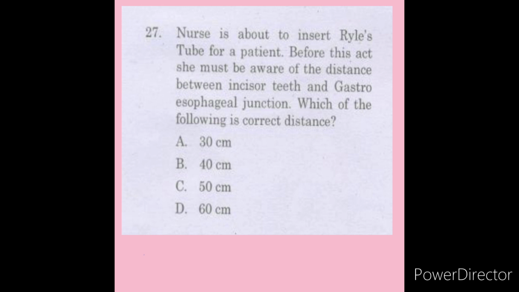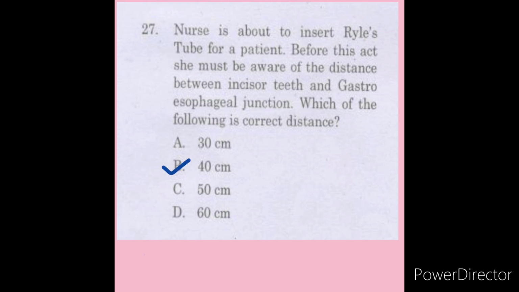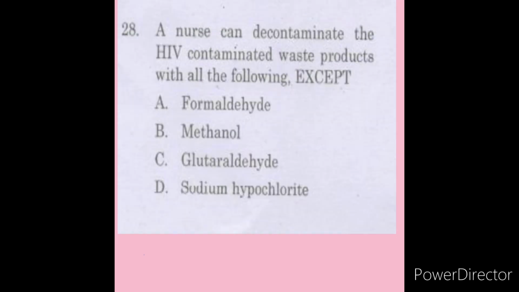In adults, the usual distance from the incisor teeth to the esophagogastric junction is in the range of 30 to 50 centimeters, which is the normal range. The nurse has to know the normal distance between the incisor teeth and the nasogastric tube. Here option B is the correct answer, 40 centimeters. Next we will move on to question number 28.